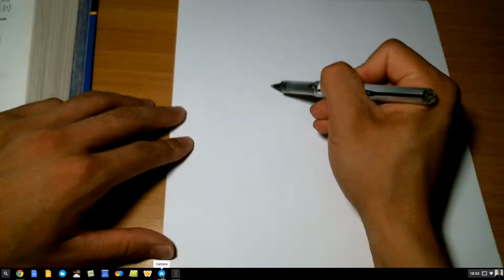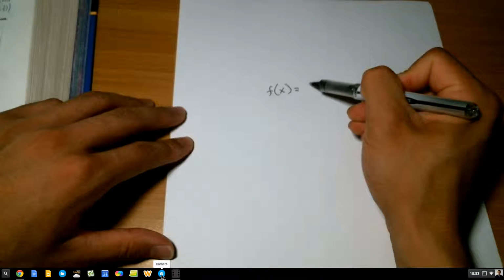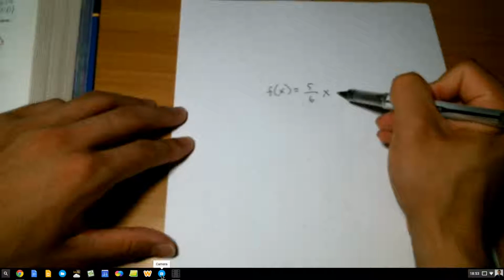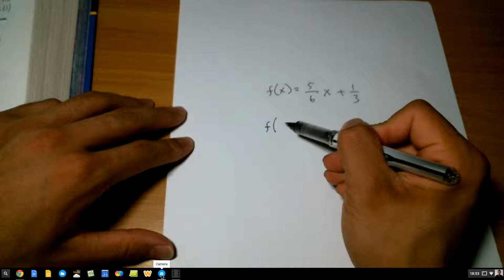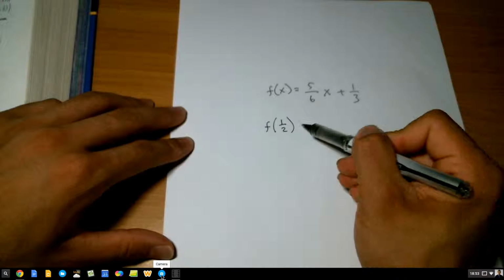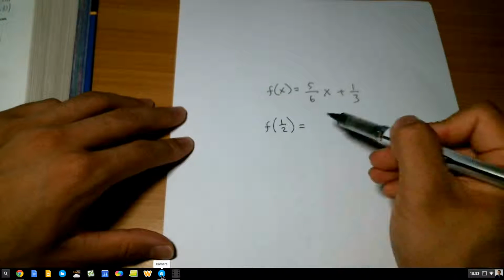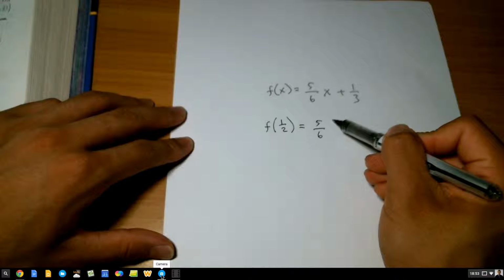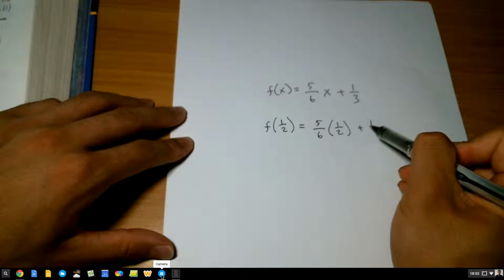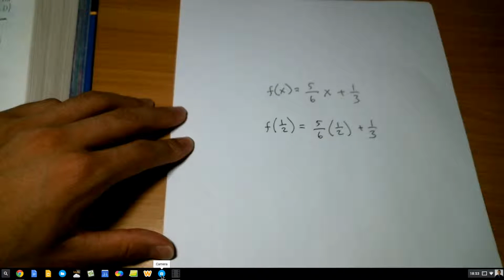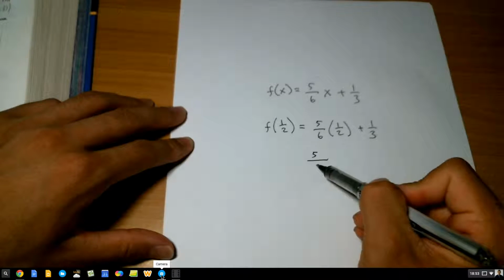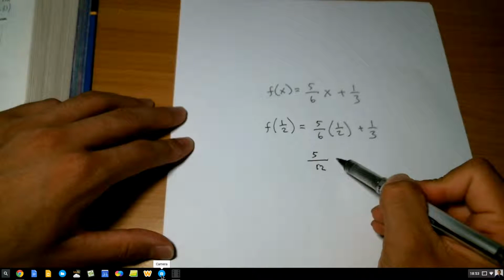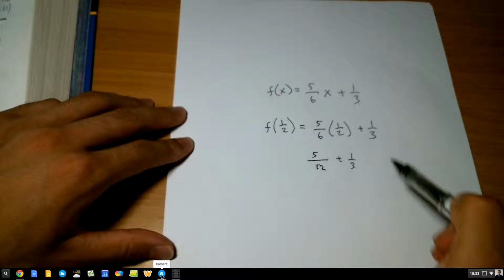Now let's try another one. Same equation, f of x is equal to 5/6 x plus 1/3. Now we want to do f of 1/2. Okay, so 5 over 6 times 1/2 plus 1/3. Okay, multiply it across, we get 5 over 12 plus 1/3. We add the 1/3 to it.